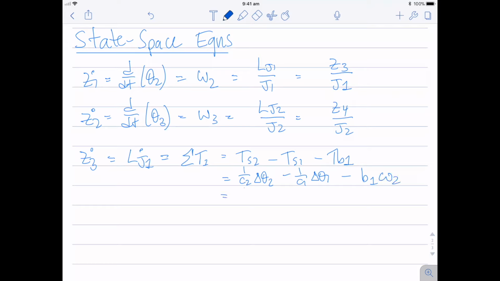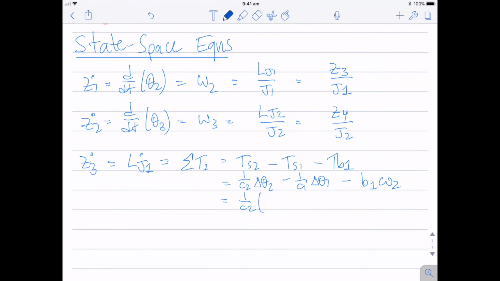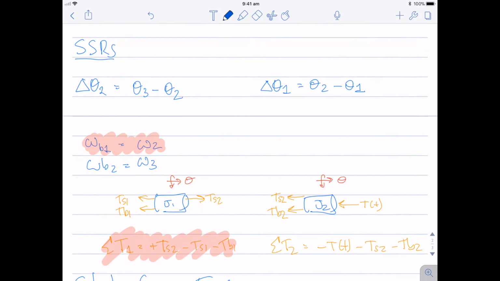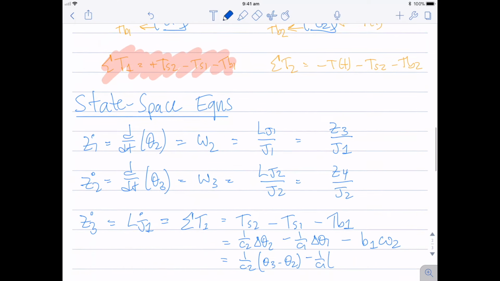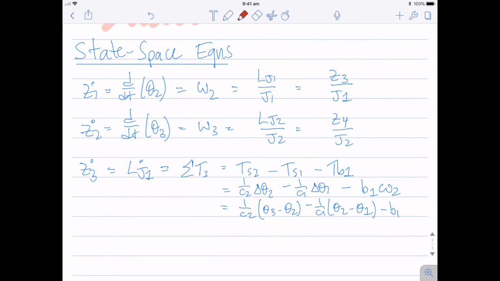Okay, writing these out. 1 on C2 delta theta 2, according to the SSR we defined, was theta 3 minus theta 2. And minus 1 on C1 delta theta 1, which again, according to the SSR we defined, was theta 2 minus theta 1. Minus B1 omega 2. Well, omega 2 we've seen before. It was up here, which was here, which was here. Z3 on J1. So we can just go Z3 on J1, and we can be happy that we've completed that part.